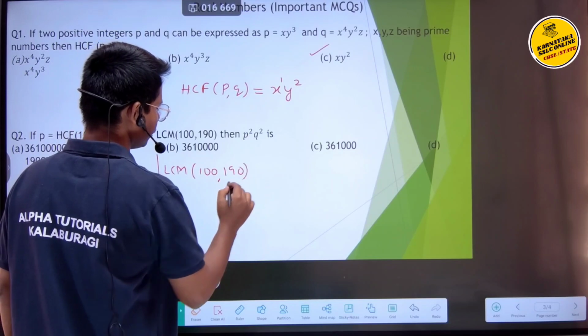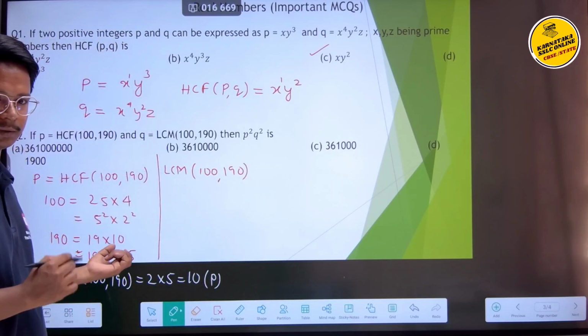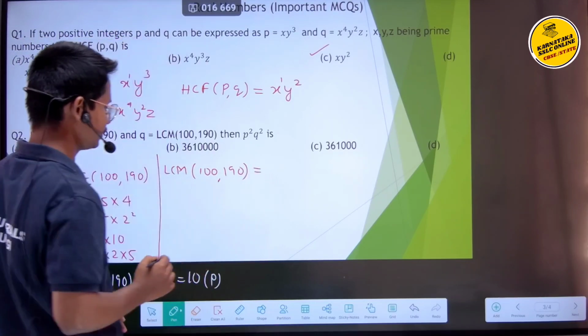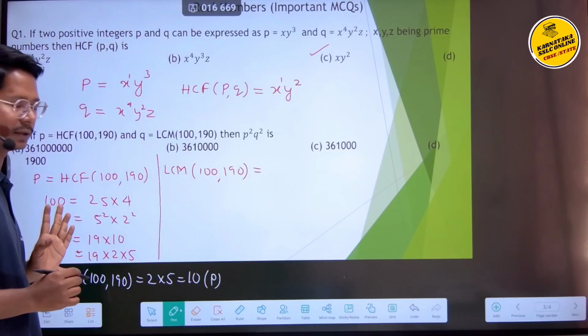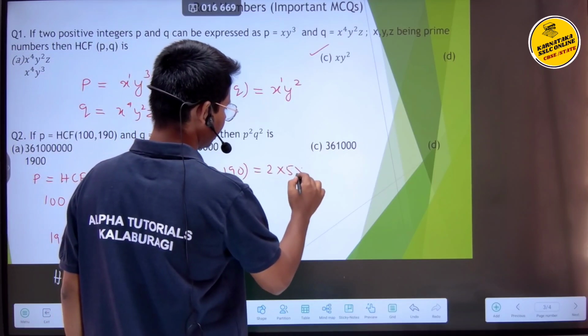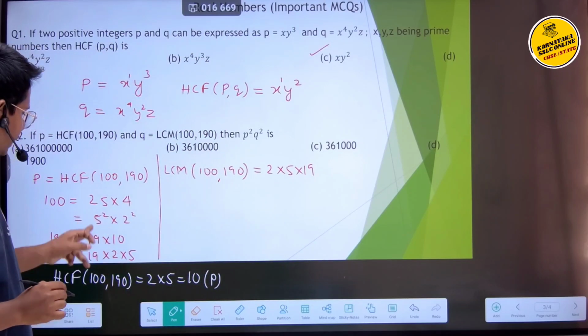Okay, so for finding LCM, you have to make use of the same factors but in a different way. How? You write all the factors which are present for both the numbers. So all the factors means I'll write 2, 5 and 19. Three factors are there. Okay, 2, 5, 19.